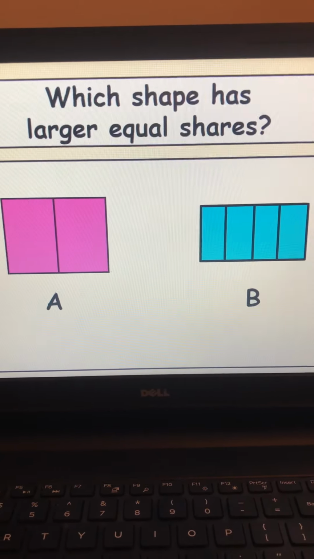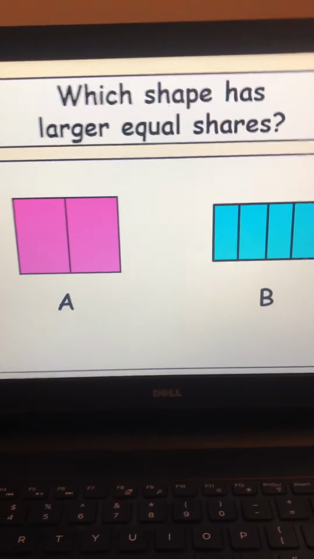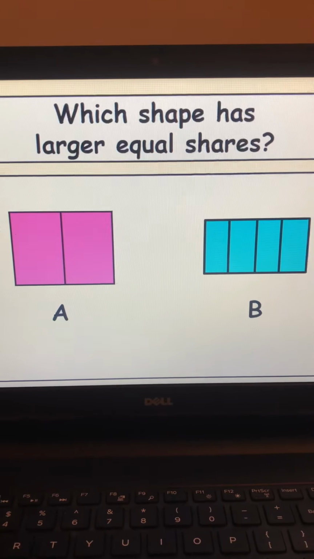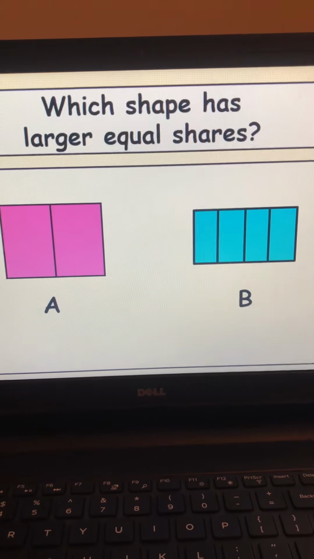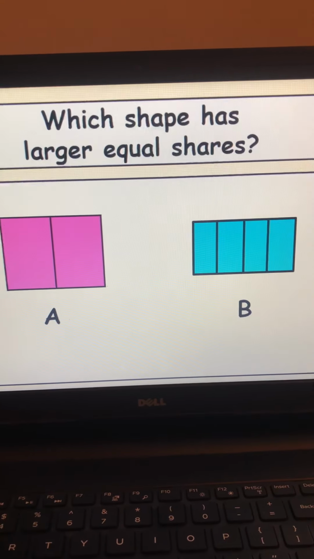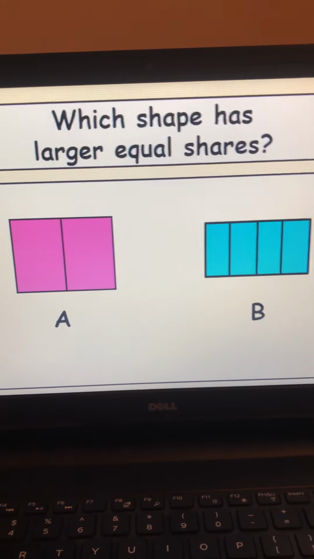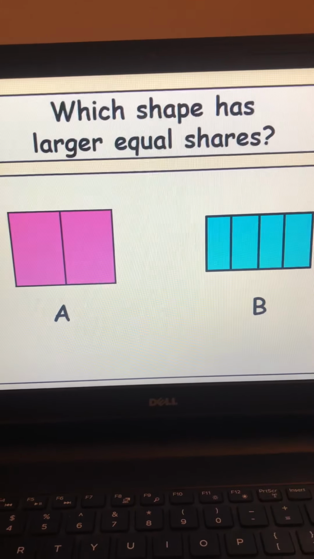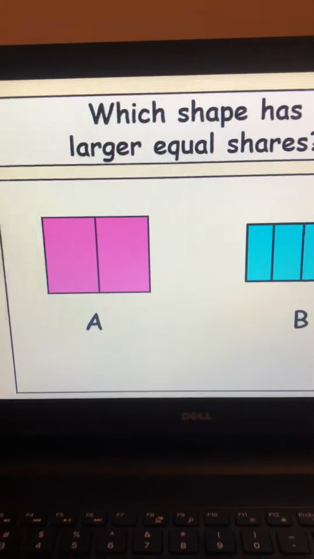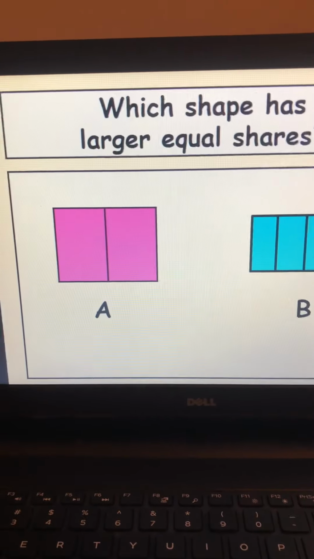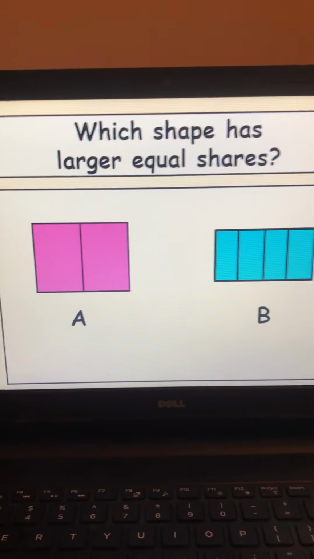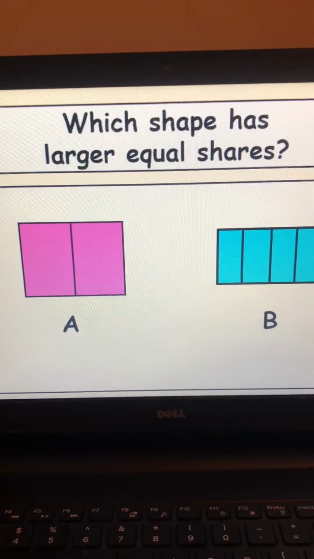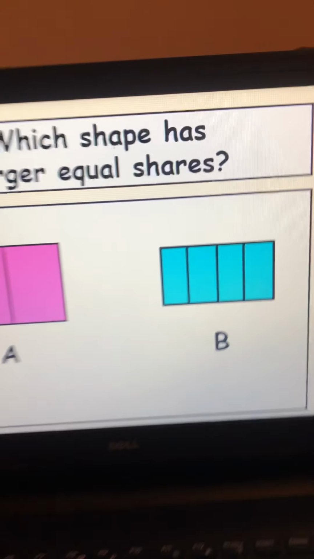Which shape has larger equal shares? Now be careful, it's asking a different question this time. It's not asking which one has more shares. It's saying which one is larger. Remember, larger means bigger. Okay, pretend this was a candy bar. If you're getting this piece or that piece, what's going to be larger? Well, obviously, this piece. So even though A has less shares, the shares are larger. So the correct answer is A. These shares, because it's only cut into 2, are larger than B, which is cut into 4.